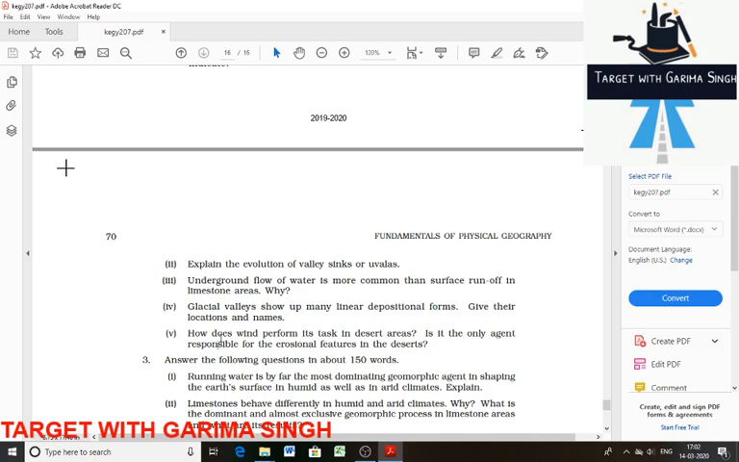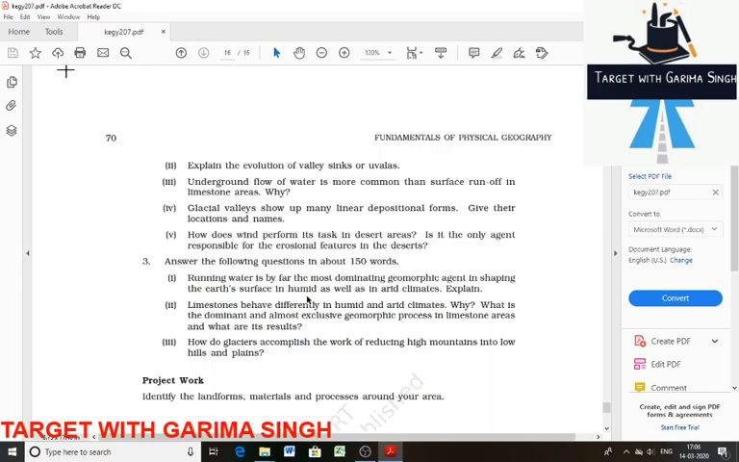Wind also moves along the desert floor with great speed, and obstructions in its path create turbulence. There are strong winds as well, which are very destructive. Wind causes deflation, abrasion and impact.